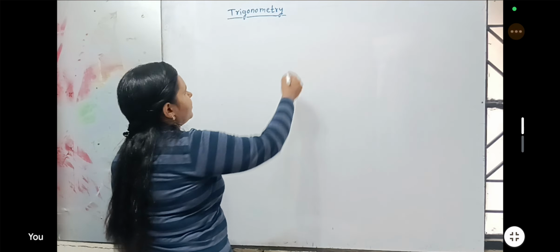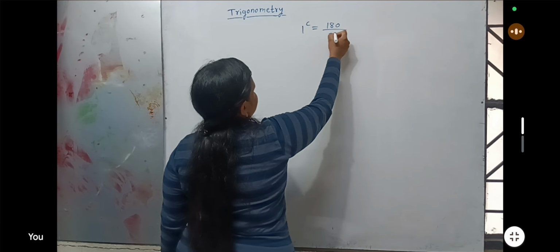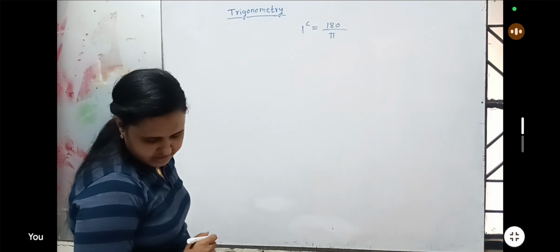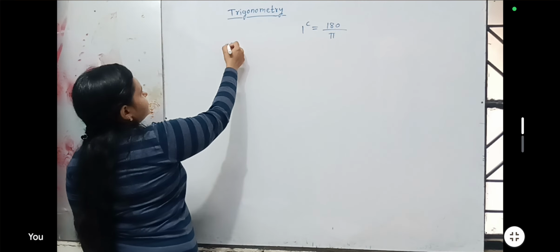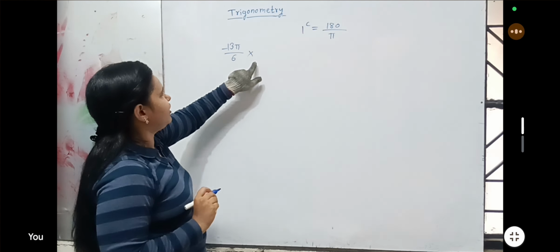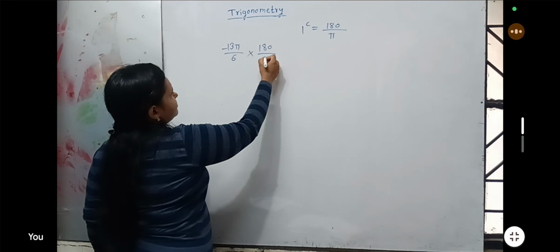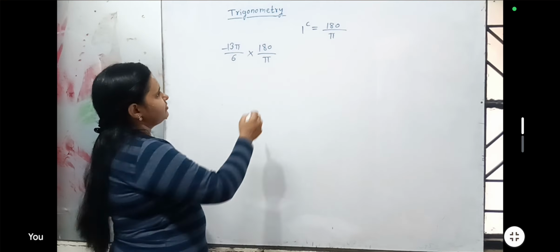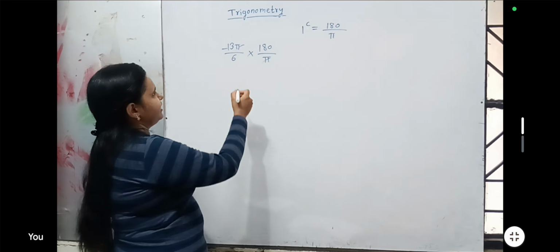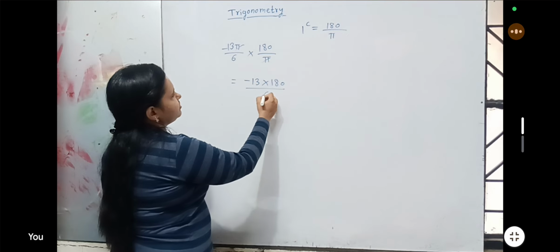Now our next question is like before. We have to convert radians into degrees. So what was 1 radian? 180 upon pi. So what is the given angle? Minus 13 pi by 6. We have to convert it into degrees, so we multiply it by 180 upon pi. Pi will get cancelled and we will get minus 13 multiplied by 180 upon 6.